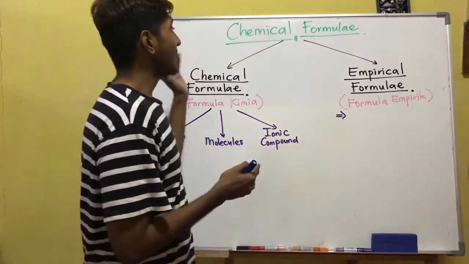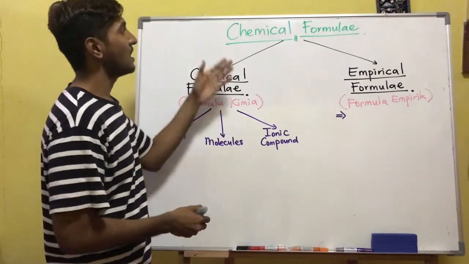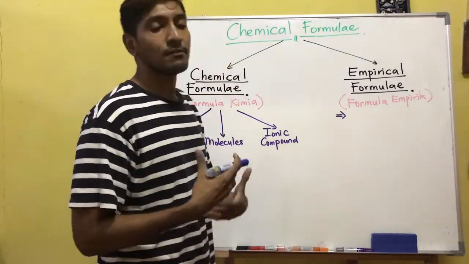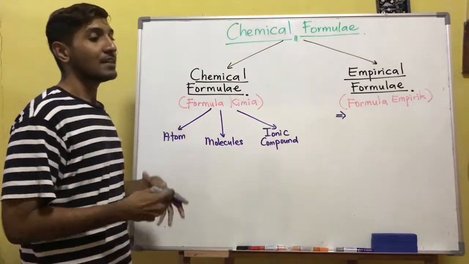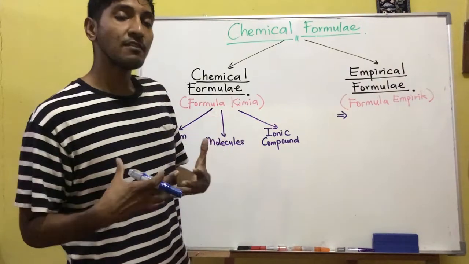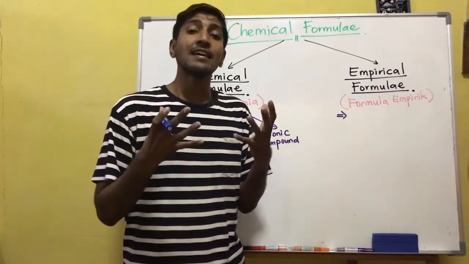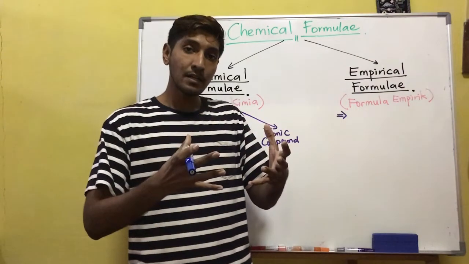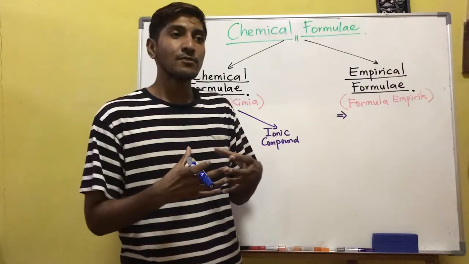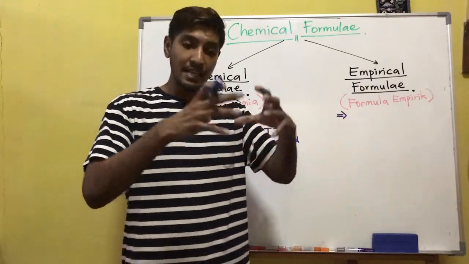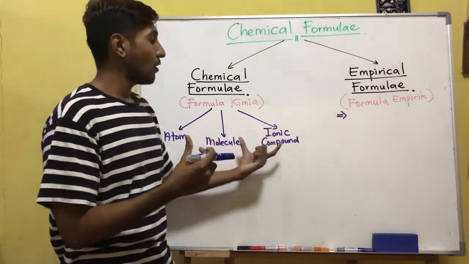So first, kita akan pergi kepada definisi seperti biasa. So, what is chemical formula? Apa itu formula kimia? So, chemical formula is basically a formula that is used in chemistry that shows the number of atom, that shows what atom, and that shows the name of atom in a compound. So, be it a molecule or ionic.